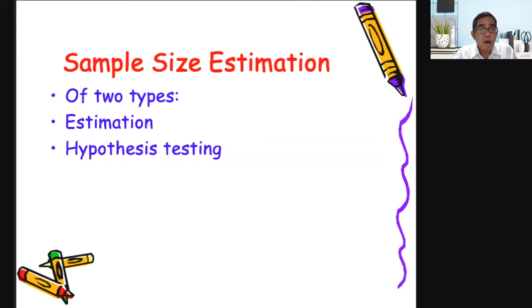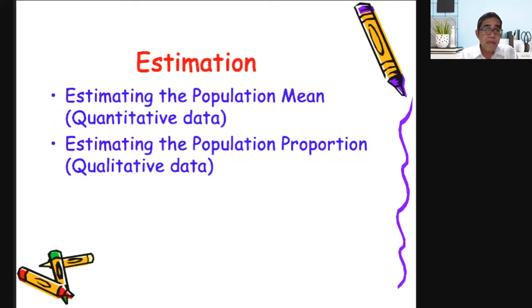Now, we talk of the sample size estimation. Basically, we have two types of sample size estimation: the estimation problem and the hypothesis testing problem. For the estimation problem, we have two. If we are estimating the population mean, we have quantitative data. Or if we are estimating the population proportion, we have qualitative data.